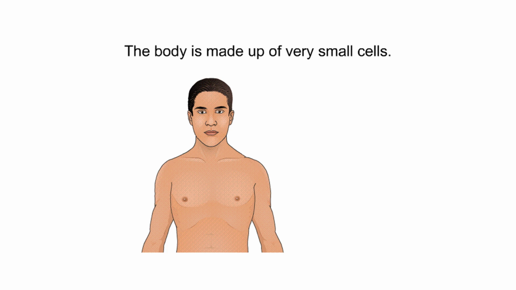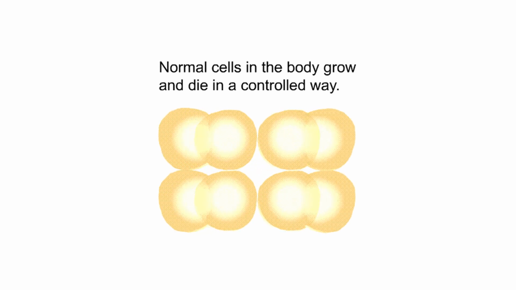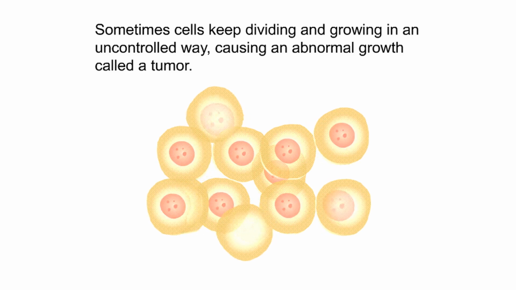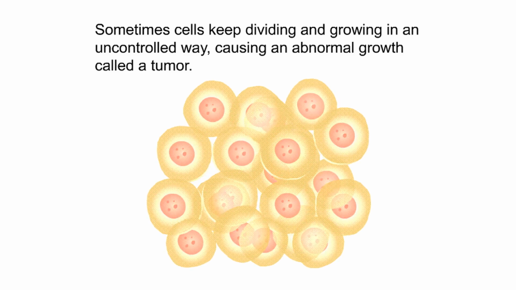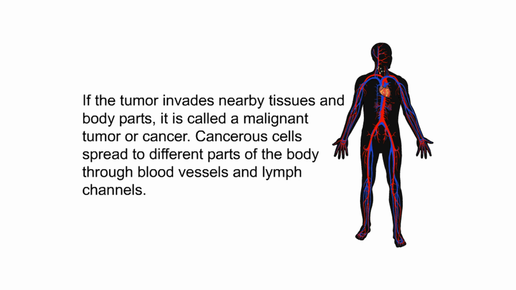Cancer. The body is made up of very small cells. Normal cells in the body grow and die in a controlled way. Sometimes cells keep dividing and growing in an uncontrolled way, causing an abnormal growth called a tumor. If the tumor does not invade nearby tissues and body parts, it is called a benign tumor or non-cancerous growth. Benign tumors are almost never life-threatening. If the tumor invades nearby tissues and body parts, it is called a malignant tumor or cancer.